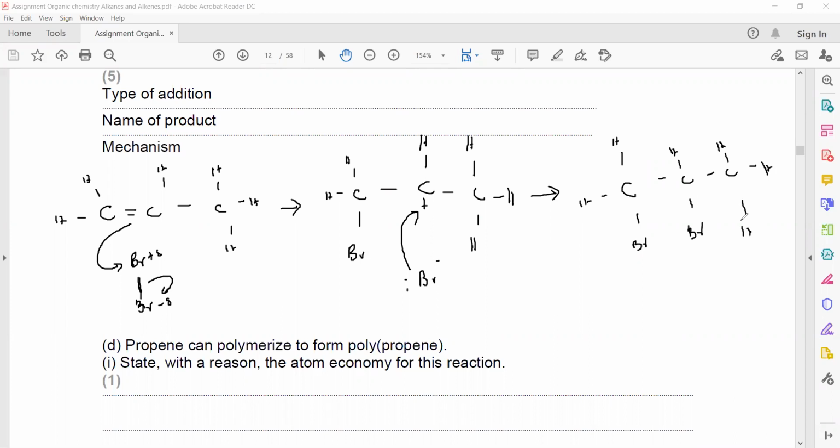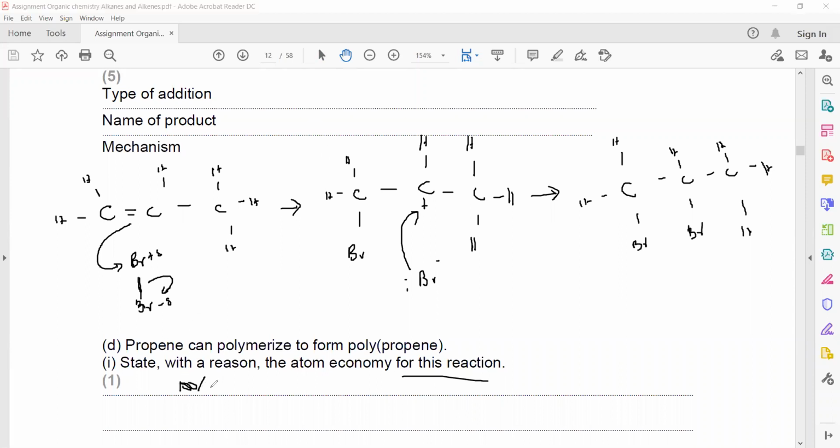Propene can be polymerized to form polypropene. State with a reason the atom economy for this reaction. Atom economy means the mass of the desired product divided by the total mass of reactants, times 100. The atom economy will be 100%. Why? Because there is no byproduct. If we have only one product, then the atom economy will be 100%.